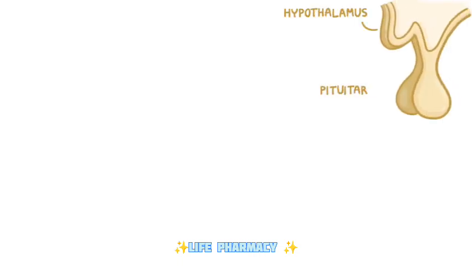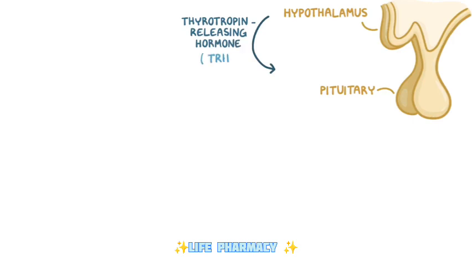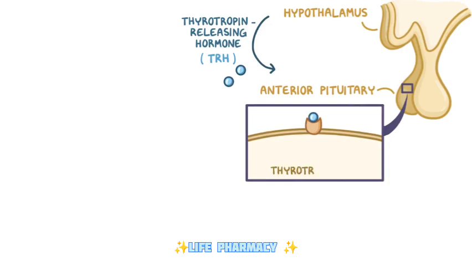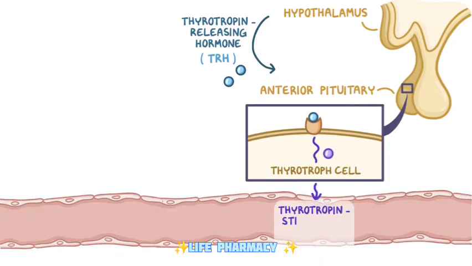Now, production and secretion of thyroid hormones is under the control of the hypothalamus-pituitary axis. The hypothalamus, located at the base of the brain, secretes thyrotropin-releasing hormone, or simply TRH, which stimulates the anterior pituitary cells, called the thyrotroph cells, to release the thyroid-stimulating hormone, TSH, into the bloodstream.